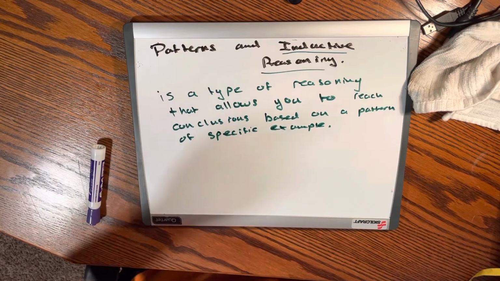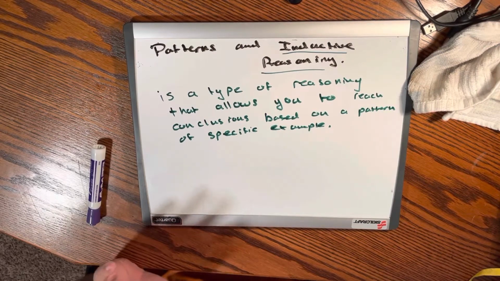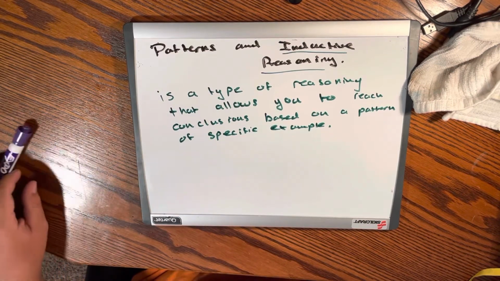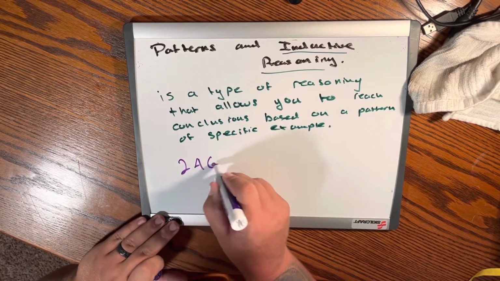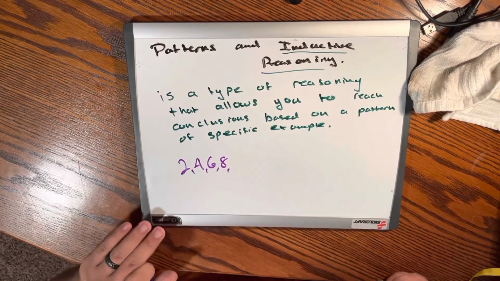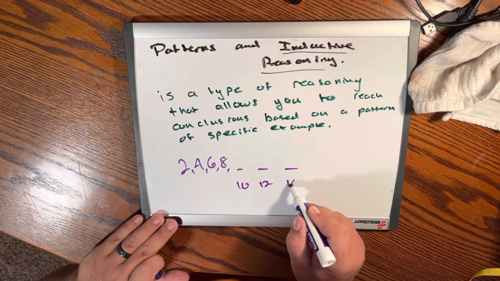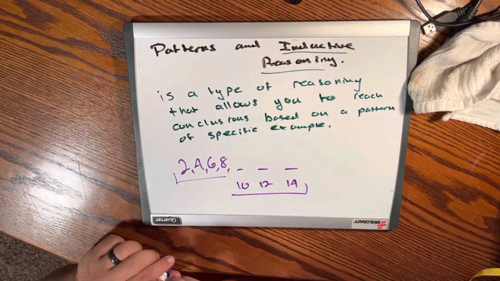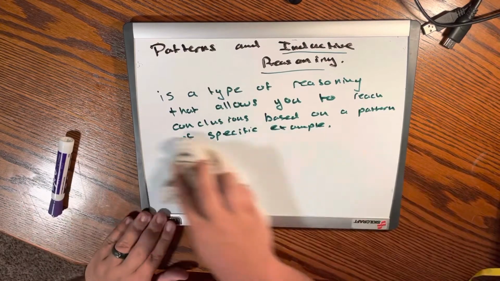So inductive reasoning is a type of reasoning that allows you to reach conclusions based on a pattern of specific examples or any past event, really. All right. So when we're using inductive reasoning, you're seeing any patterns. Like for example, if you have 2, 4, 6, and 8, what do you think the next 3 numbers are going to be? 10, 12, 14, right? You use the past to decide the future. Okay, the past examples decide the future. You use your inductive reasoning, your brain, your knowledge in order to help you do so.